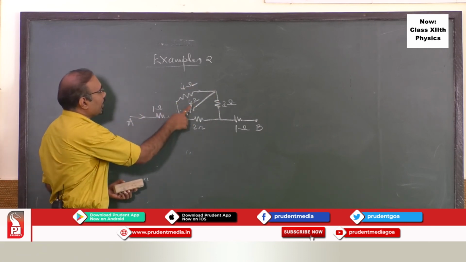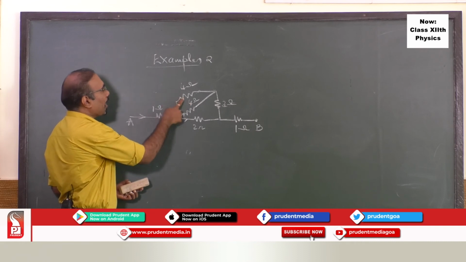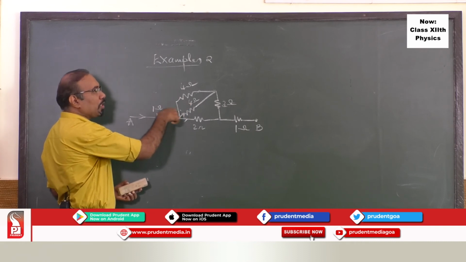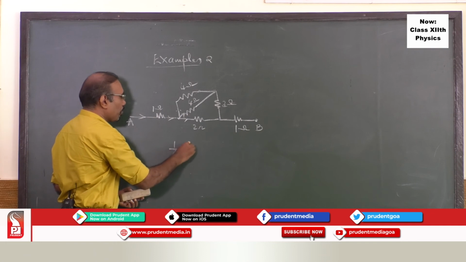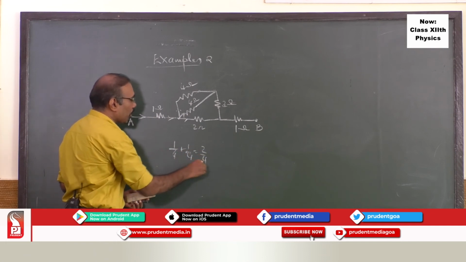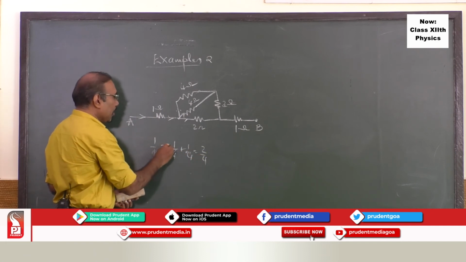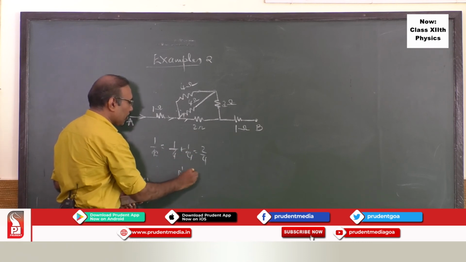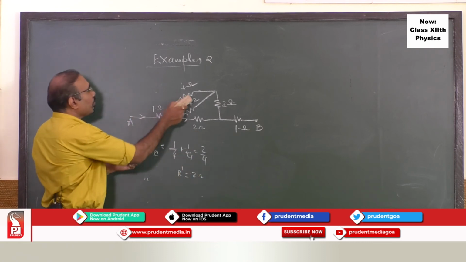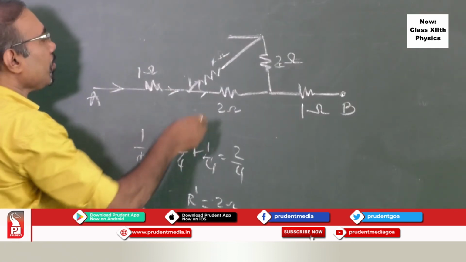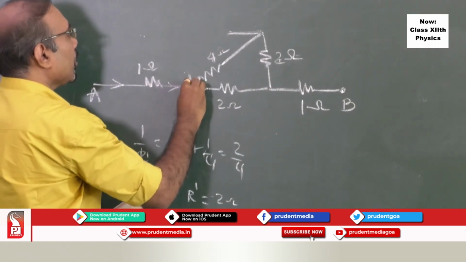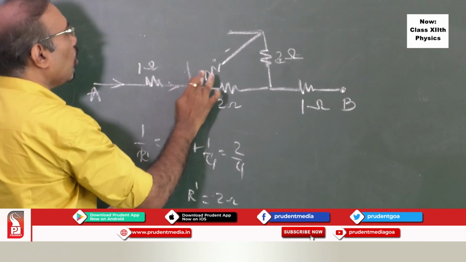This 4 ohm and this 4 ohm are in parallel: 1 by 4 plus 1 by 4 will be 2 by 4. Equivalent resistance will be 4 by 2, so the resistance will be 2 ohm. So out of this you will get 2 ohm, and out of this you will get 2 ohm more or less.